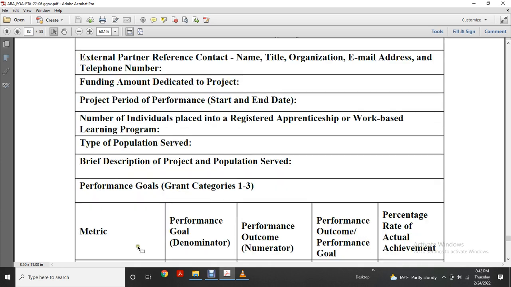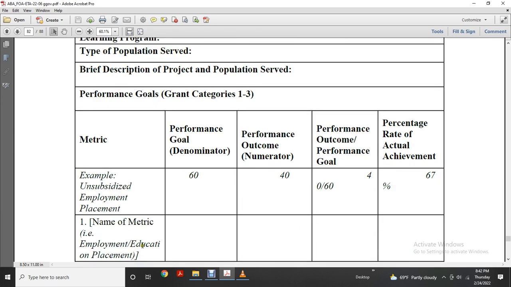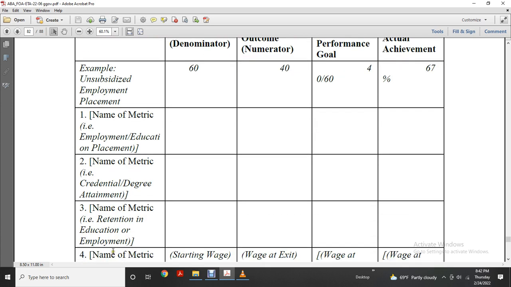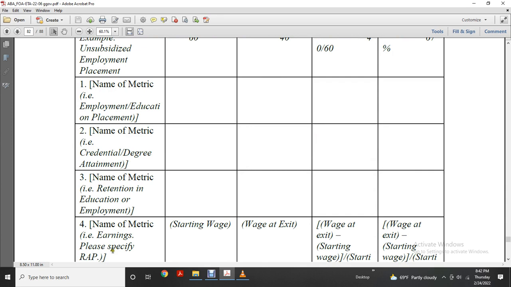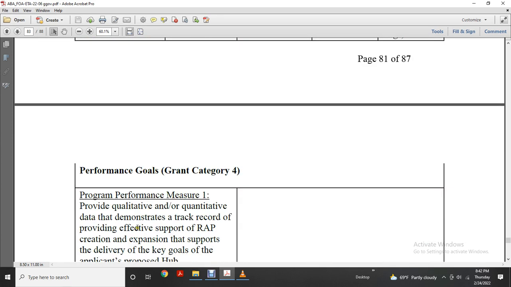and the performance goal of the grant categories 1 through 3. Metric: performance goal denominator, performance outcome numerator, and the percentage rate of actual achievement. Example: unsubsidized employment placement, employment and educational placement, credential and degree attainment, retention in education and employment, and earnings, please specify registered apprenticeship state wage: wage exit, starting wage, times 100%.